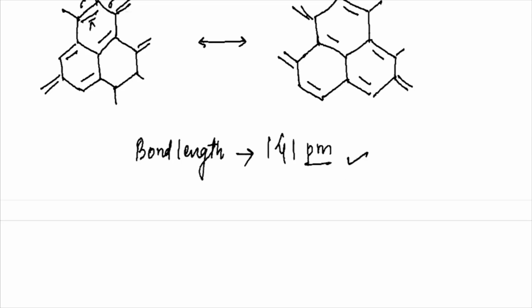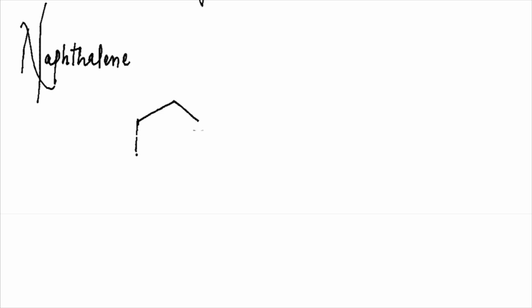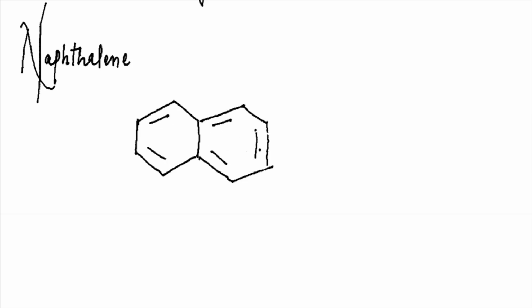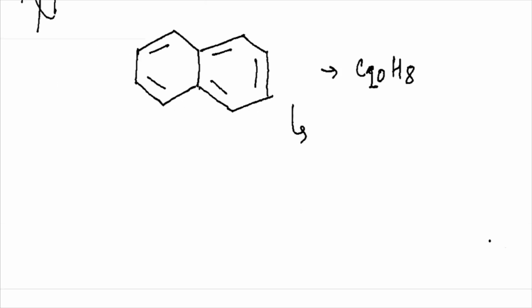Now moving on, the next in our list is naphthalene. The naphthalene structure looks something like this. It looks like 2 benzene structures are merged together. It has a feel of that, right? Naphthalene is C10H8, and this also has a double bond character, and it is sp2 hybridized.